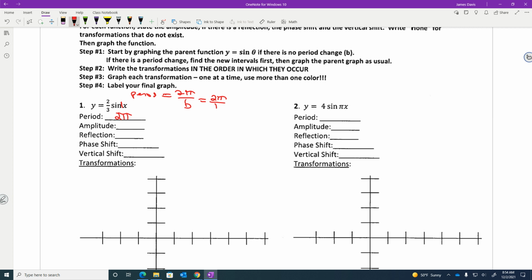What is the amplitude of this function? Right, 2/3, because it's the number in front. Is there a reflection? No. So say none, or NA, or whatever you want to say, or just put a line through it. Phase shift. Is there a phase shift? No, not on here. Let's just put a line through it. And vertical shift? None. So there you go. We've got all of our transformations. We only have really two things: the period and the amplitude.